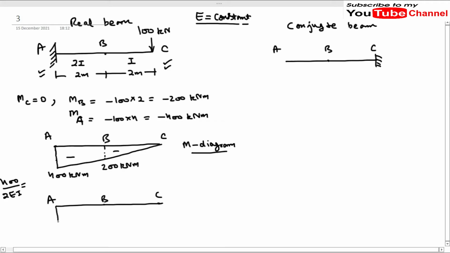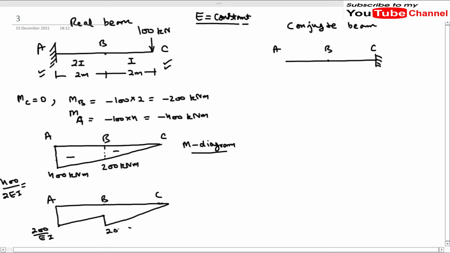Let me draw it here. It will be 200 by EI, and at B there will be a discontinuity, because in segment AB we have moment of inertia 2I, and in segment BC we have moment of inertia I. So this 200 will get reduced to 100 like this, and for segment BC it will remain 200 like this. So the diagram will be like this.